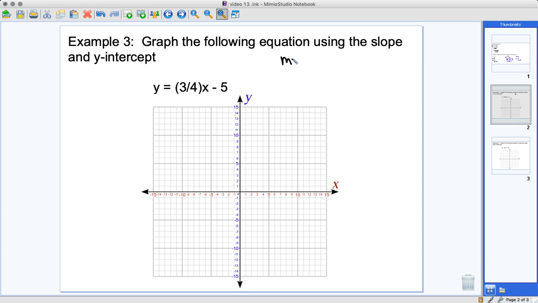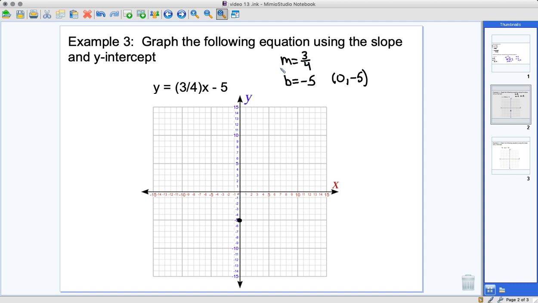The slope for this one is 3/4. Sorry, it looks a little funny in the parentheses there. b is -5, or the point (0, -5). So what we're going to do is plot our point, because that's the only point we have. So (0, -5) is right here.